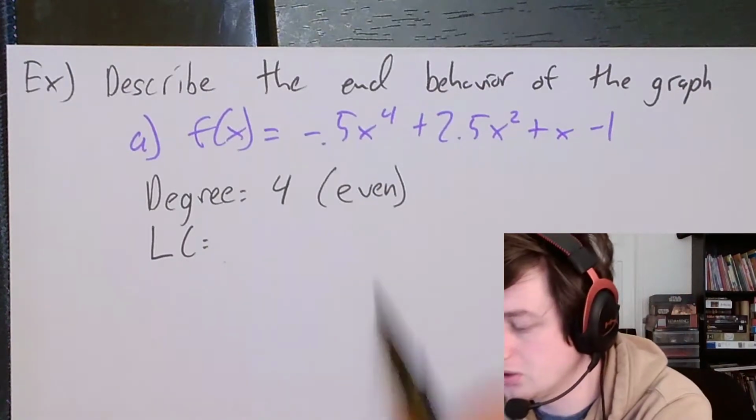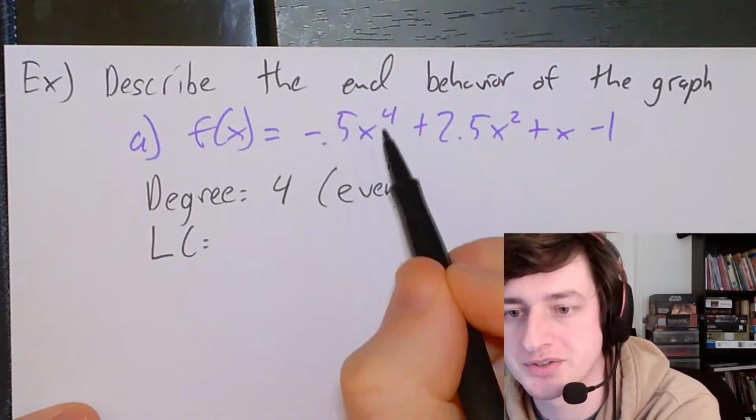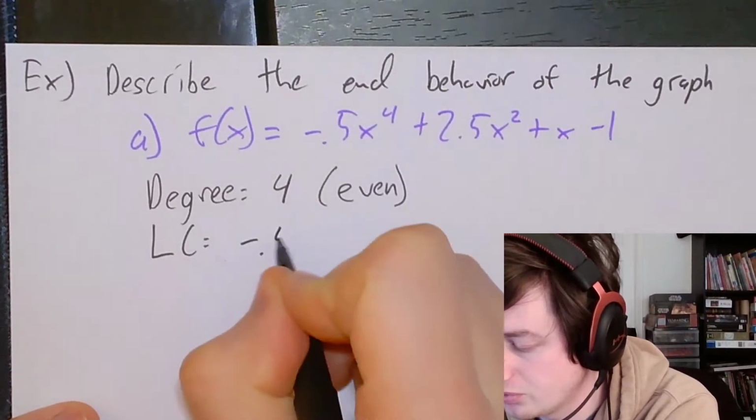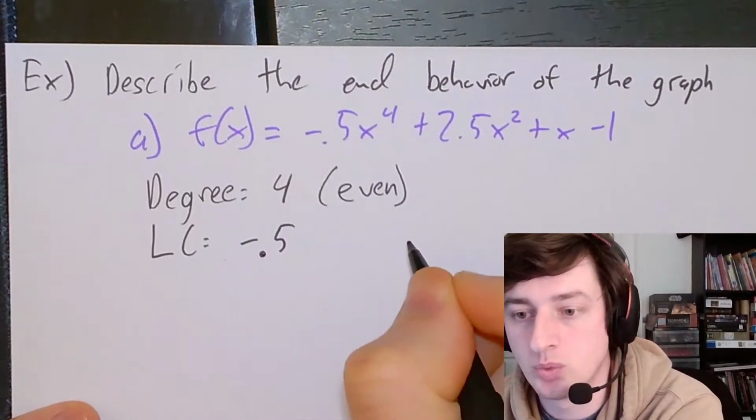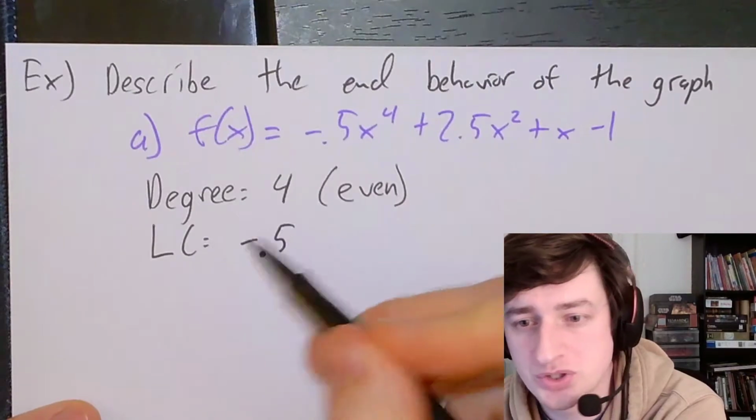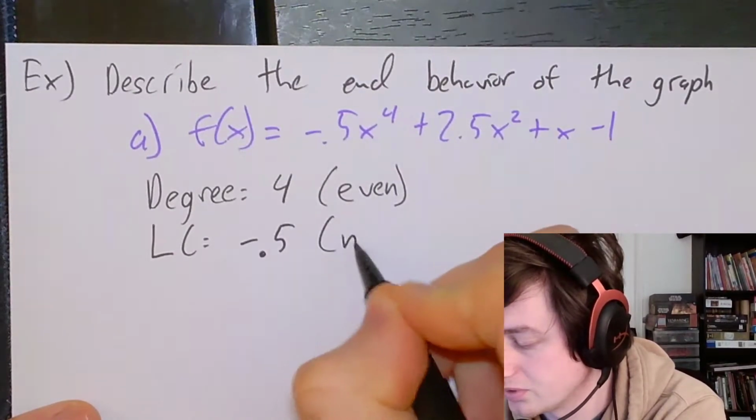Okay, and then what's the leading coefficient? What's the number in front of this x to the fourth? Well, it's negative 0.5. We don't care so much about what the value is. We just want to know, is it positive or negative? Well, this is negative.